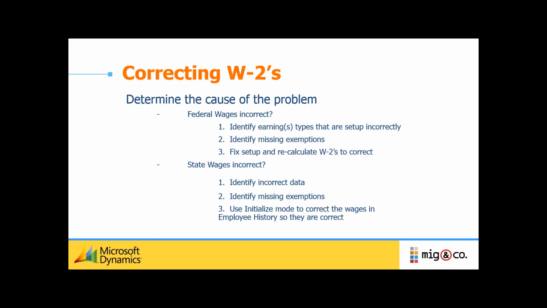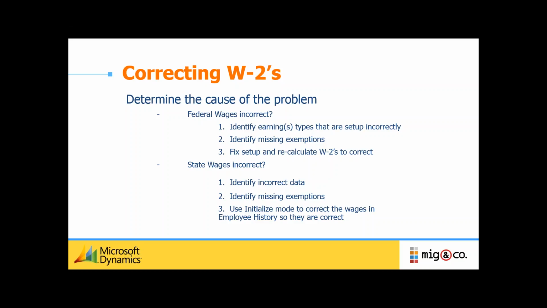If you need to correct the W-2s, obviously there's some federal information that we need to look at. There may be some state information that we need to look at. If you need to make any of these fixes, we basically go into initialization mode, assuming that you have special rights to do so, and we go right into the W-2 screen itself and the employee history screen to make those particular corrections.